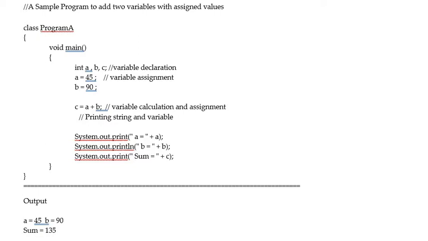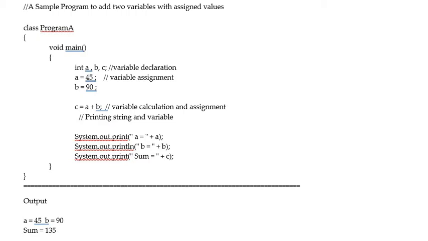So present before you is a sample program that is going to be used to add two variables which have been given some values. In this program, there is a class, there is a main, and there are three variables, two of which are given values. The three variables are A, B, and C. A is given the value 45, B is given a value 90. C is being assigned the sum of A and B. Therefore, it is getting A plus B.